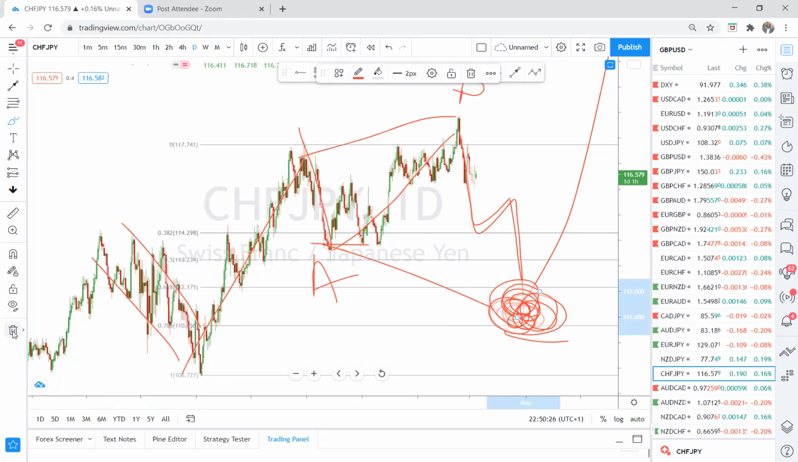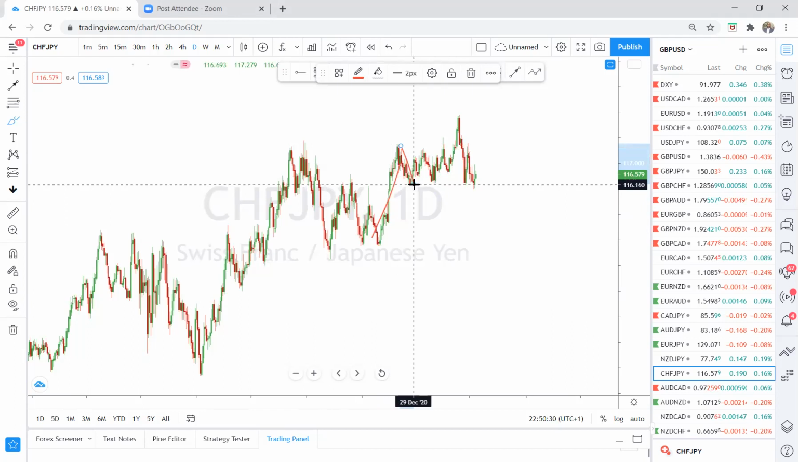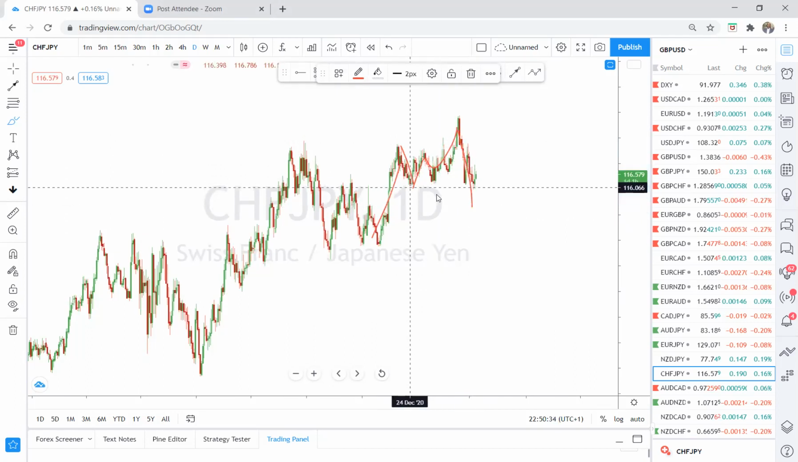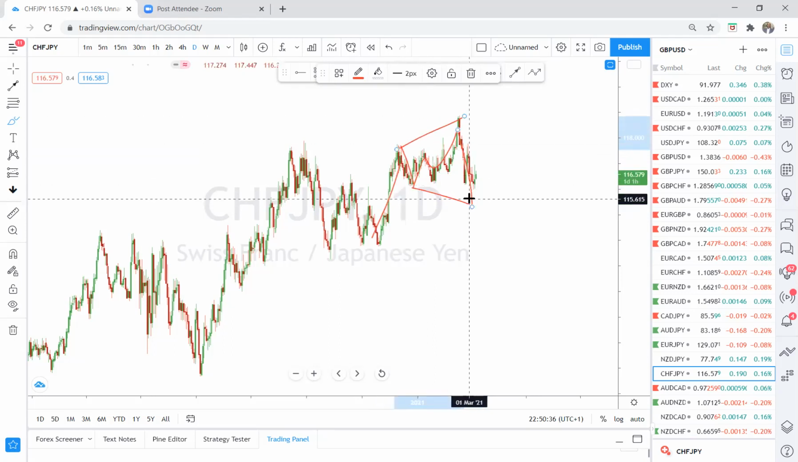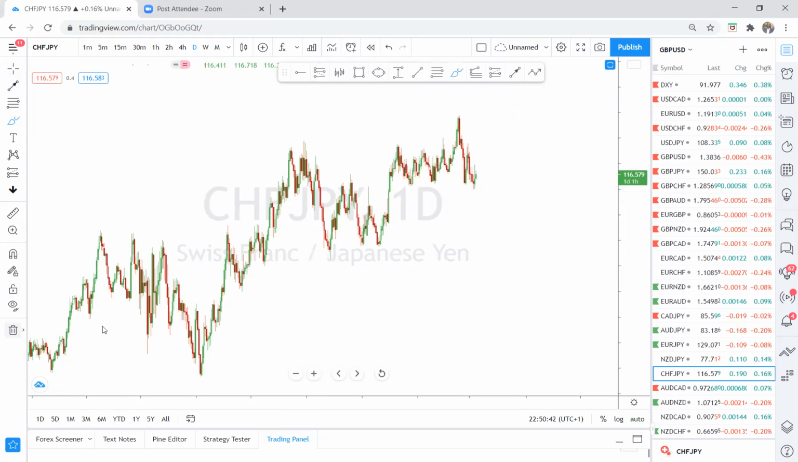If this structure presents itself, we will be very happy. But it is also very possible that this swing is the one that we are correcting at the moment. Just correct this way and then have a push to the upside. In any way, we need more data to be able to know what is happening.